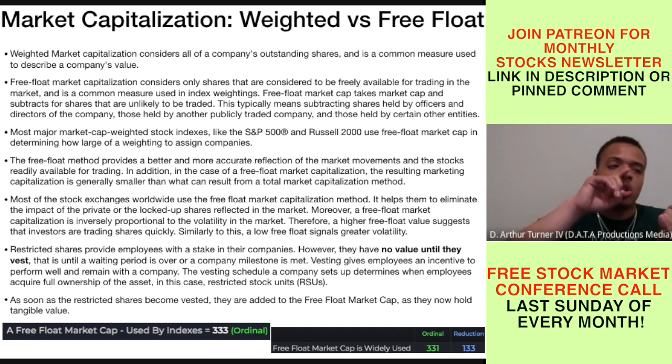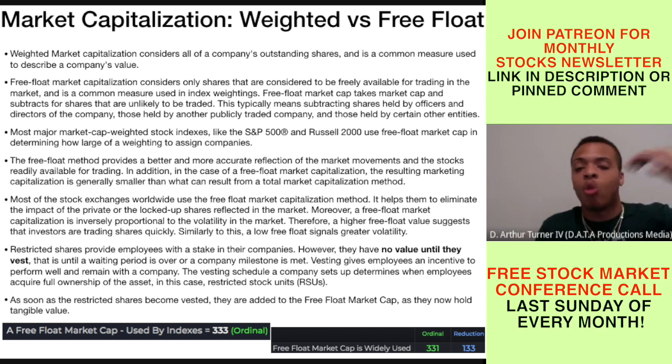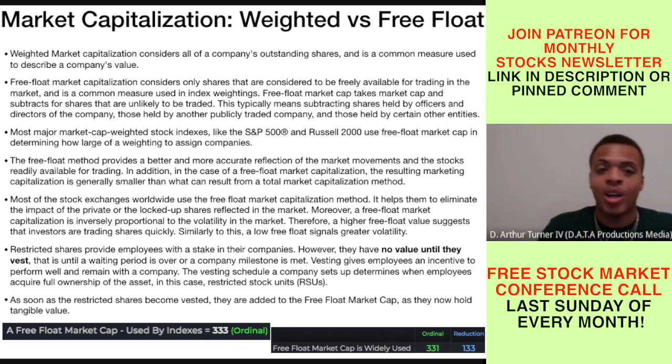That includes restricted shares as well, either from workers or investors that can't sell, but they have a stake, owners, CEOs, board of directors, and whatnot. Free float market capitalization considers only shares that are considered to be freely available for trading in the market and is a common measure used in index weightings.